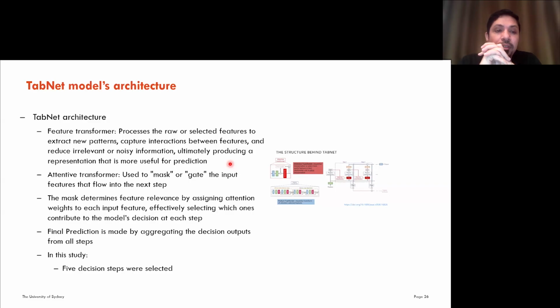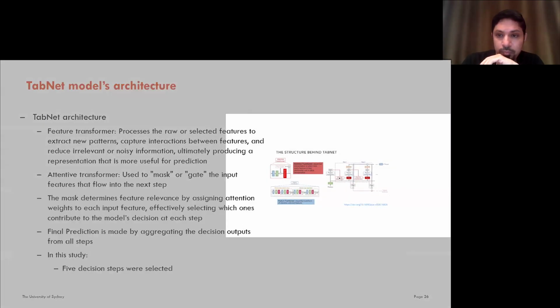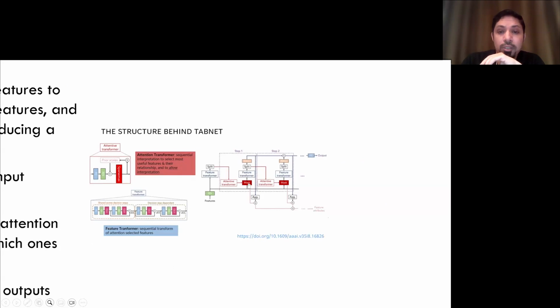And you have the attentive transformer after each feature transformer. This is used to mask or gate the input features to the following step. And then we have a mask function in here. Maybe I can zoom. So the mask function in here will just tell the next step which useful features the model should use. And also it gives you some information about the feature attributes. It's similar to the global and local feature importance in traditional machine learning.